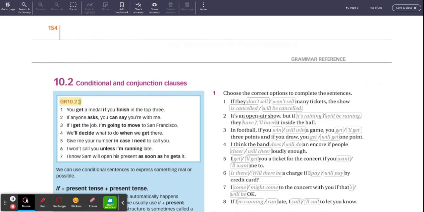We're going to start in the back of the book on page 155, and we're going to look at conditional and conjunction clauses, what we were talking about with if sentences. So they don't call it if sentences because they're not all with if. Some of them are with when, or in case, or unless, or as soon as. But they all follow the same rule and the same pattern.